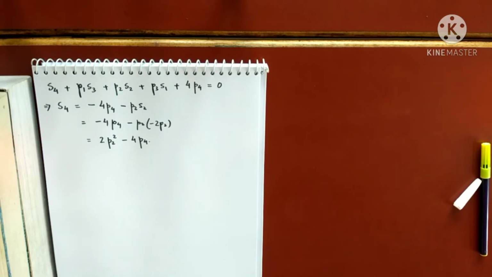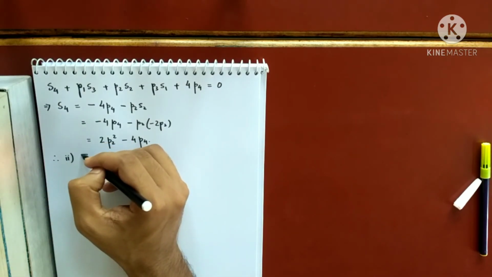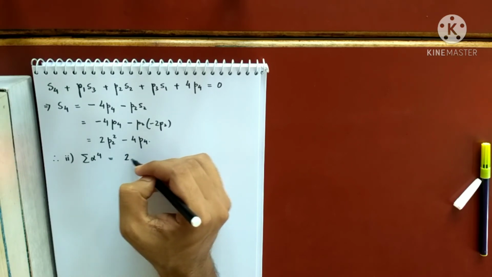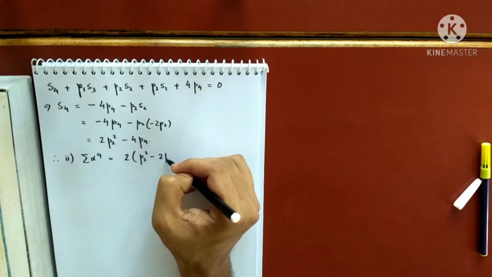Yes, we are doing the same thing. So this is number 2, which is summation alpha to the power 4, which is same as adding S4, which is 2 if I take common, P2 square minus 2P4.